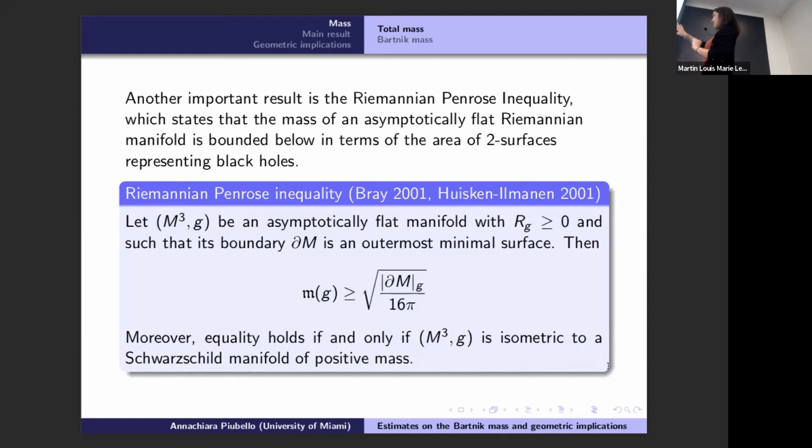So here is the precise statement on screen. If we have an asymptotically flat manifold with no negative scalar curvature, so that the boundary is an outermost minimal surface, so it is not enclosed by any other minimal surface, then the mass is bounded below by this quantity here, like the square root of the area of the boundary over 16 pi. Moreover, we have equality only if we are in a Schwarzschild manifold. The Riemannian-Penrose inequality was proved by Bray and by Huisken-Ilmanen.